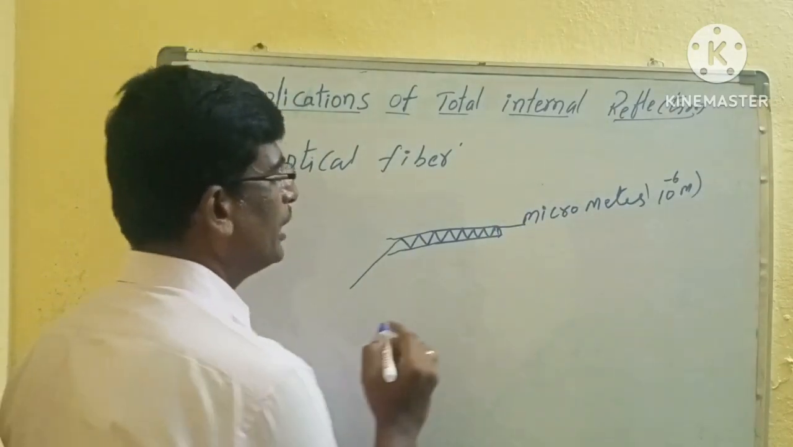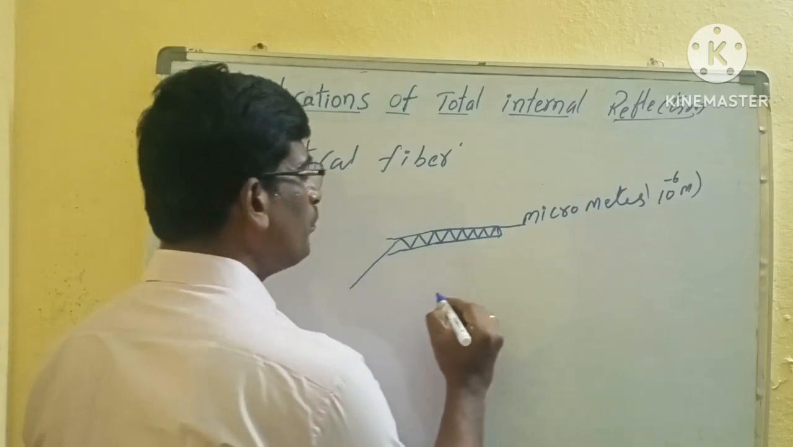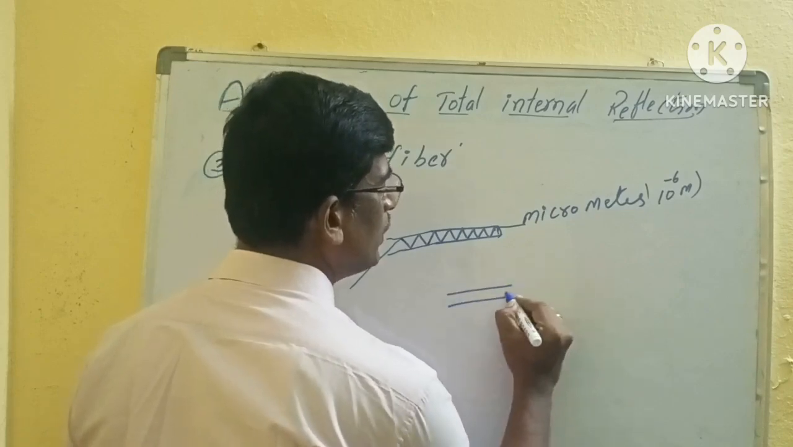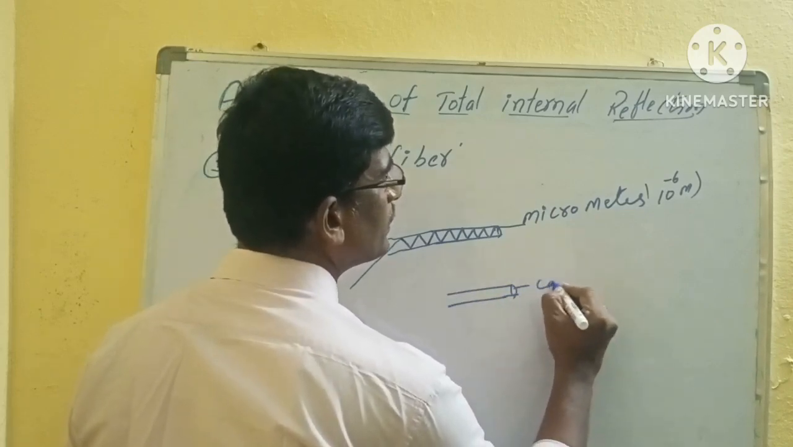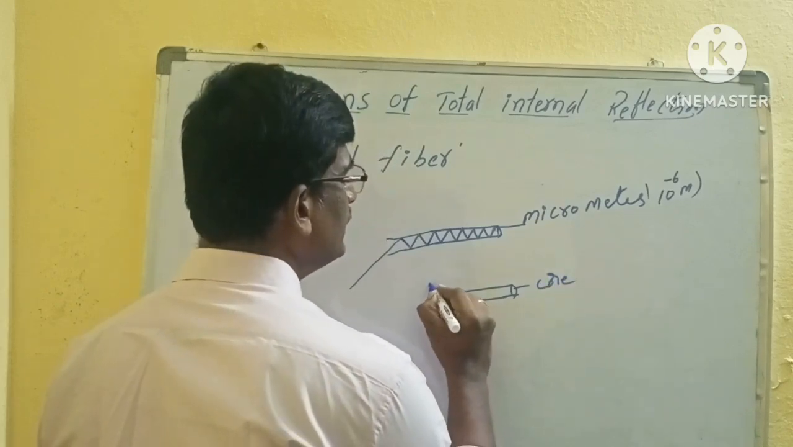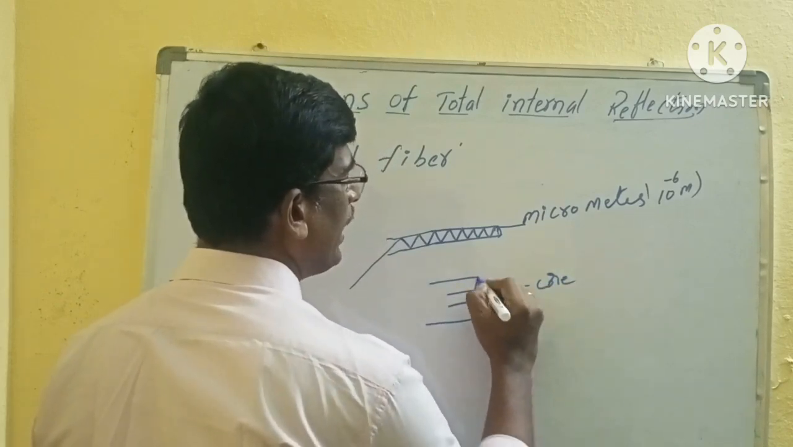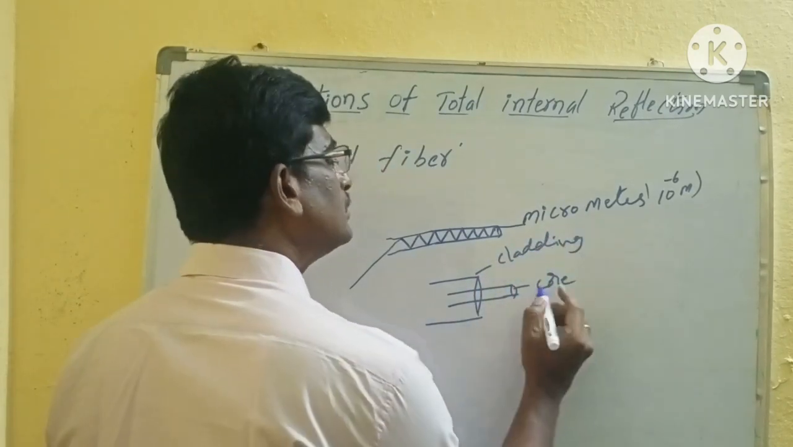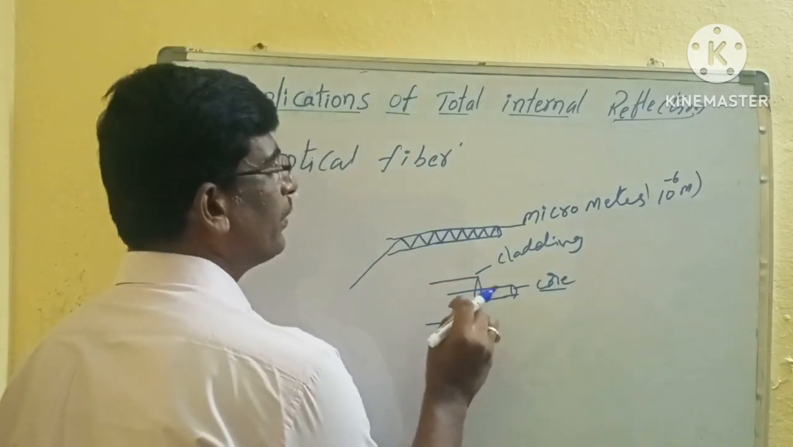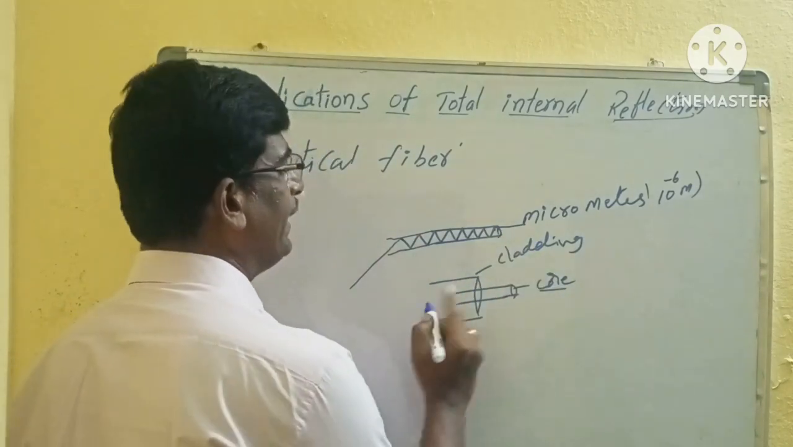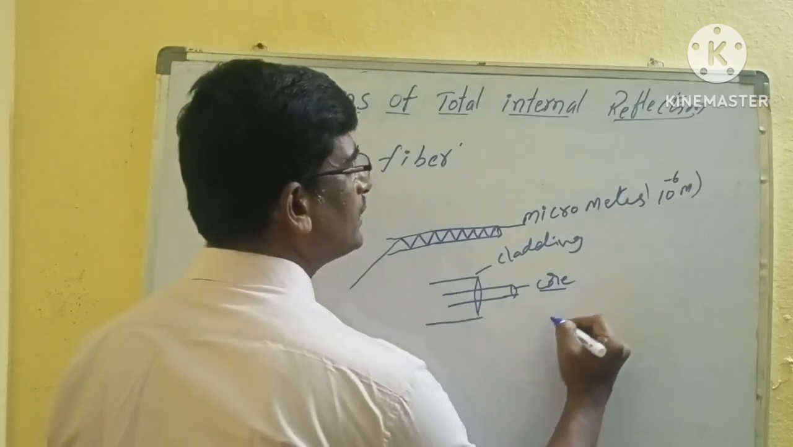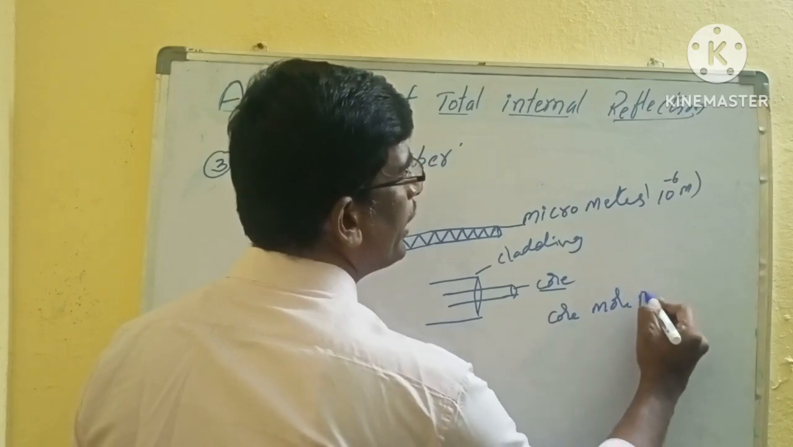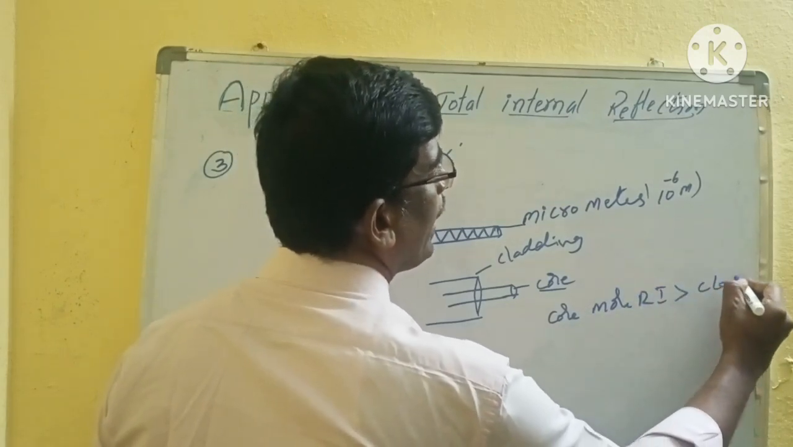The optical fiber has two parts. One is the core, which is made of silica. Above this is the cladding. The core has a higher refractive index than that of the cladding. The core has a more refractive index than the cladding.